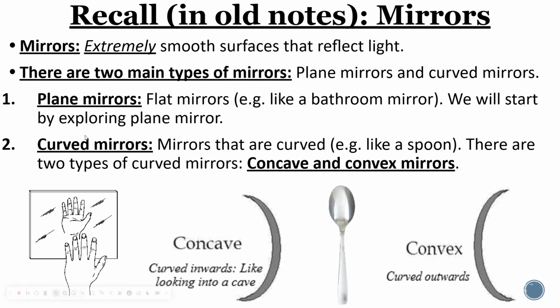in grade 10, plane mirrors and curved mirrors. Curved mirrors are ones that are curved. They can either be concave, where you curve inwards, or convex, where you curve outwards. And the plane mirrors are the ones that are flat. And this is the one that we're going to start exploring.